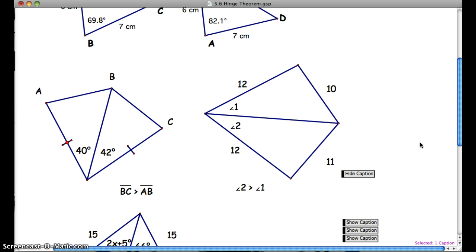All right. Again, it's not exact numbers right now, but it's at least making a deduction based on the hinge theorem. Again, the hinge theorem is the one that allows us to deduce this information.